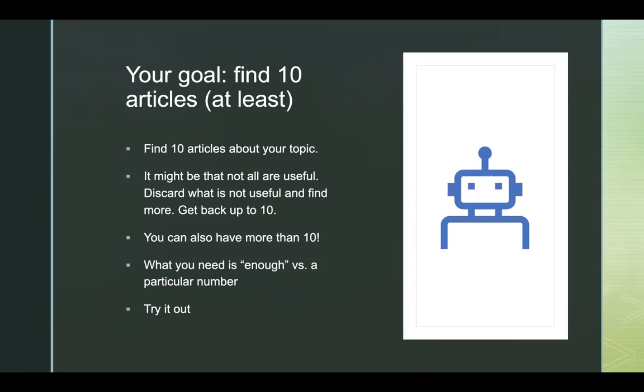What you need to do for your research is have enough information. It's not a particular magic number. I do want you to have 10 articles that you reference, but 10 is not magic. You might have needed 14, or you might have needed 8, really. But I do want you to try and find 10. So go ahead and try that out.